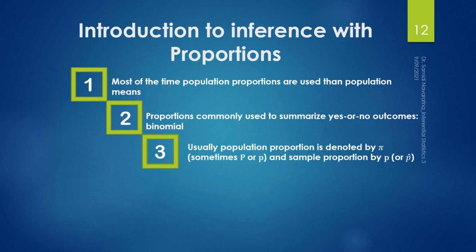Usually, the population proportion is denoted by pi and sometimes by capital P or simple p. Whereas the sample proportion is denoted by the symbol simple p. To avoid the confusion that sometimes it is denoting the population proportion, instead of simple p, we use p hat as a symbol for sample proportion.